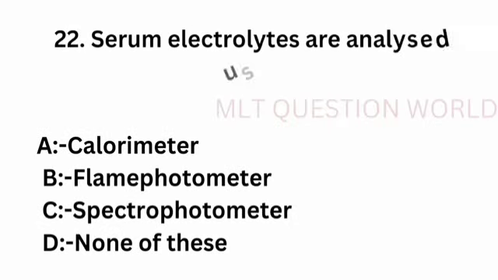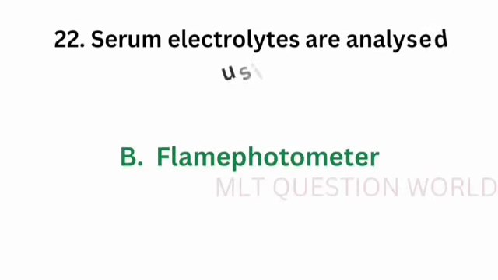Question number 22. Serum electrolytes are analyzed using option A, colorimeter, option B, flame photometer, option C, spectrophotometer, option D, none of these. The correct answer is option B, flame photometer. Serum electrolytes are analyzed using flame photometer.